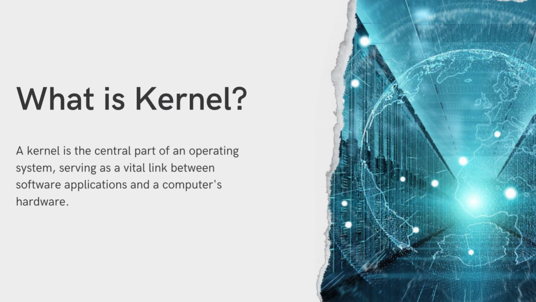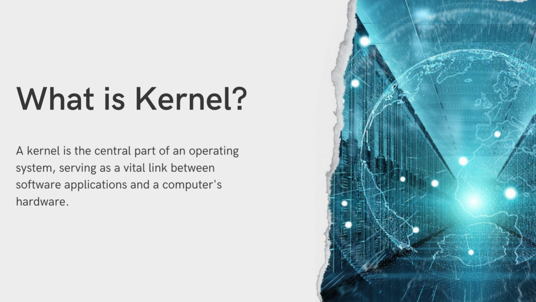Okay, what is a kernel? A kernel is the core component of an operating system that acts as a bridge between software applications and the hardware of a computer system. For example, it manages system resources like CPU, memory, input and output devices, and handles essential tasks such as file system management and process management.